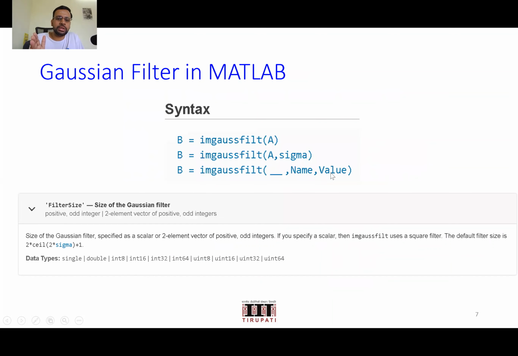One default value that, for example, MATLAB takes is 2 times ceil of 2 sigma, plus 1. The 1 is for the middle one. On one side you take 2 sigma, and on the other side you take 2 sigma. If 2 sigma is going to be a non-integer value, you approximate it to the nearest integer on the higher side.